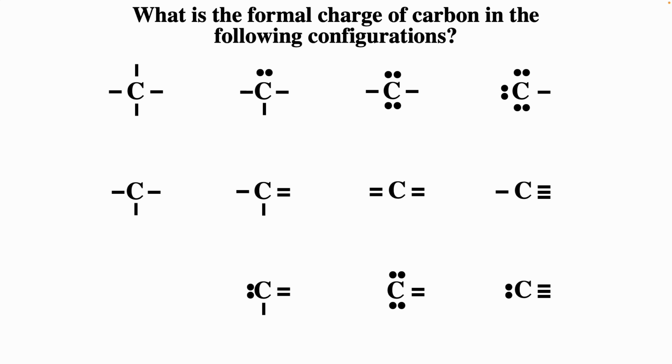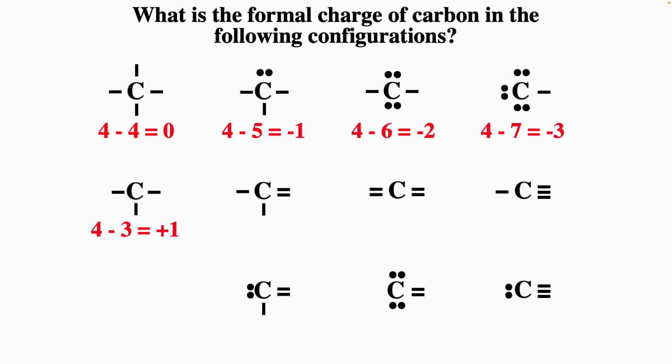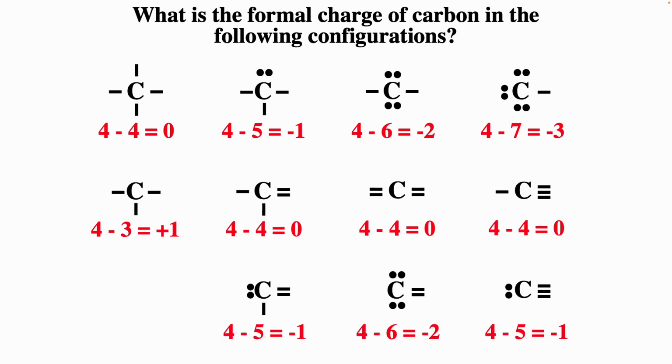We can do the same thing for carbon. Carbon starts with 4 valence electrons, with 4 single bonds, minus 1, 2, 3, 4, and so that would give a formal charge of 0. 4 minus 5 gives you minus 1, minus 2, and the farther from 0 the formal charge, the less stable. And so we'd say when formal charge is 0, that's the most stable, minus 1 a little bit less stable, minus 2 even less stable than that.